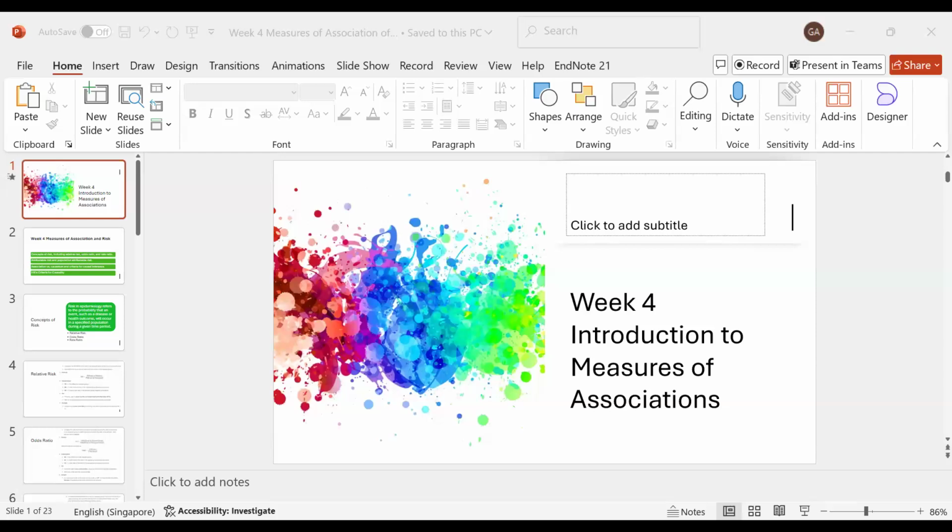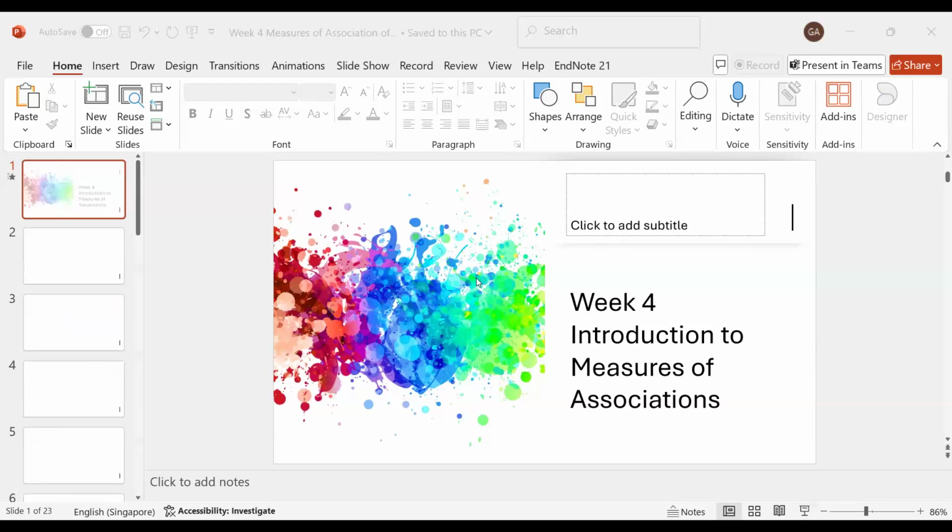Today is measures of associations. It's very common that I have even heard of this term, association is not causation, right? So today we shall cover a bit about what is association and why it's important to measure it.